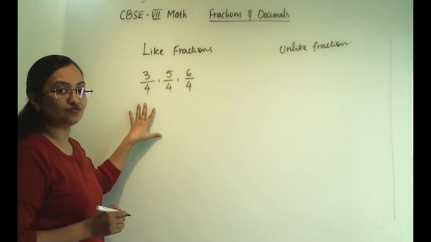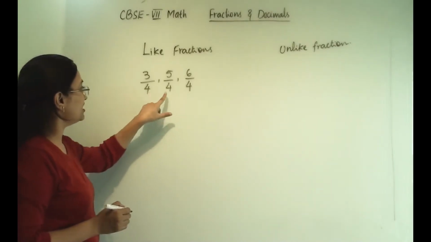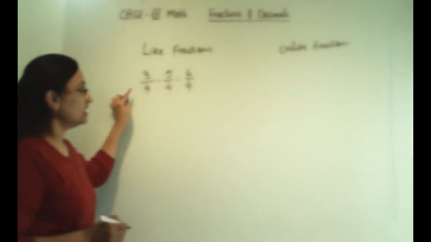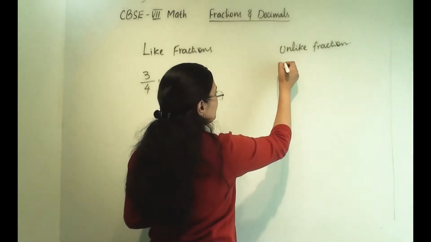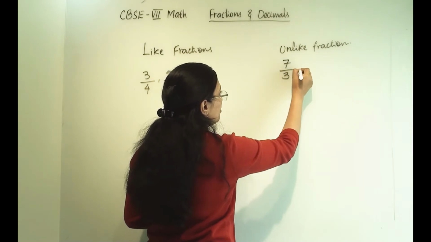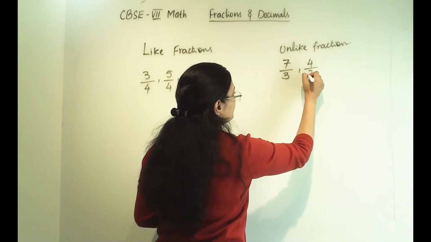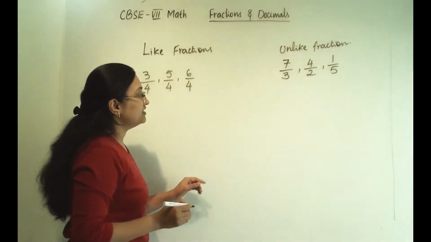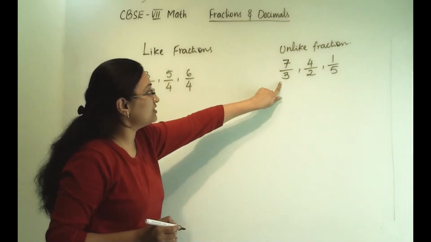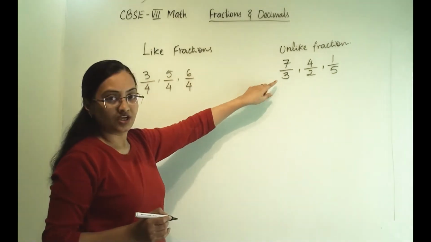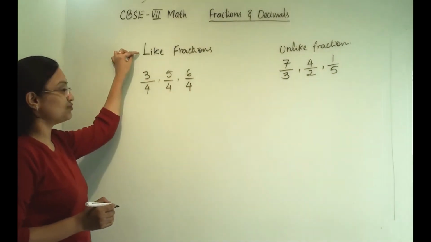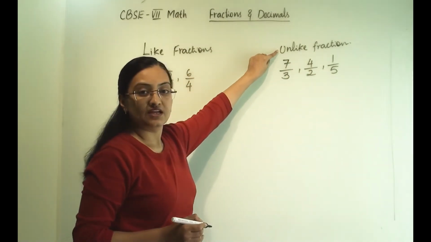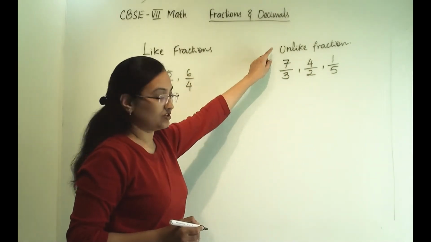What is the condition for like fractions? The denominator should be the same, then only it is going to be like fractions. When it is unlike fraction, when the denominator is not the same, in this case all these are unlike fractions. If the denominator is the same, then it is going to be like fraction.